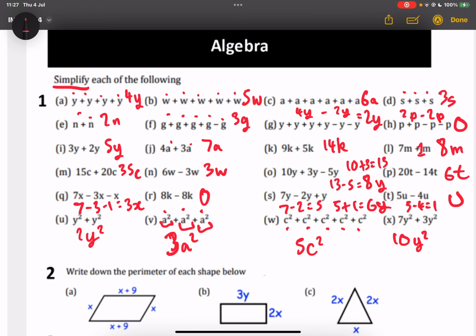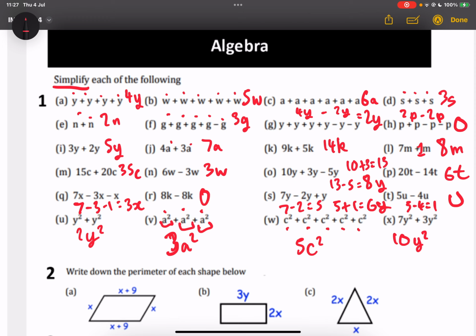Next is 4. So we have A. Okay, so, different sections. Write an algebraic expression for each of the following. So 4 more than C is going to be C, and then you add on 4. So it'll be C plus 4.